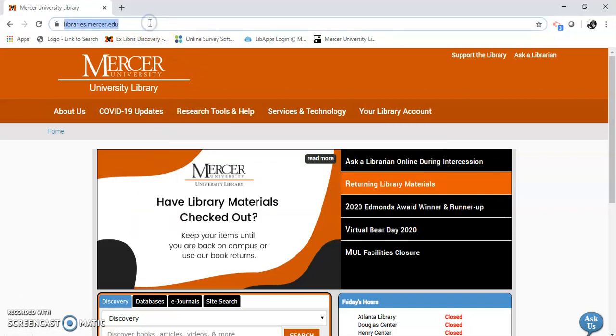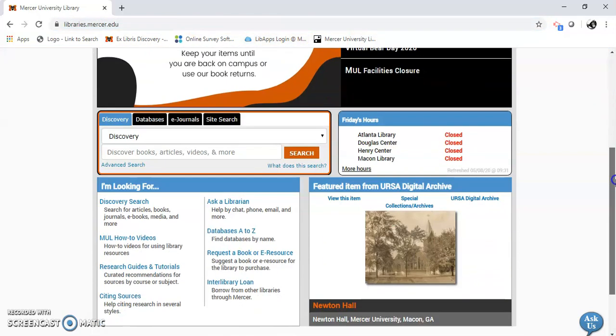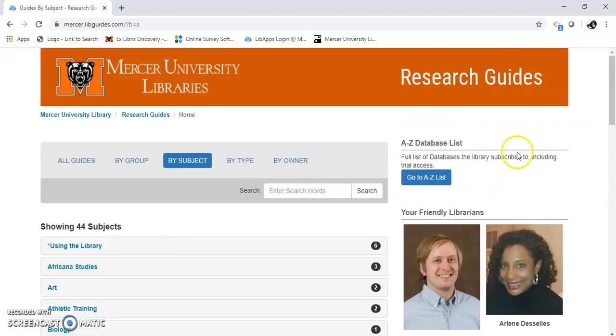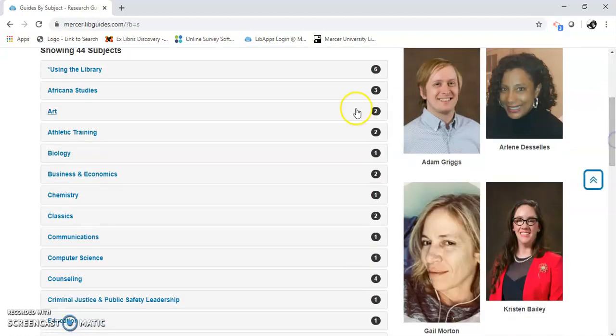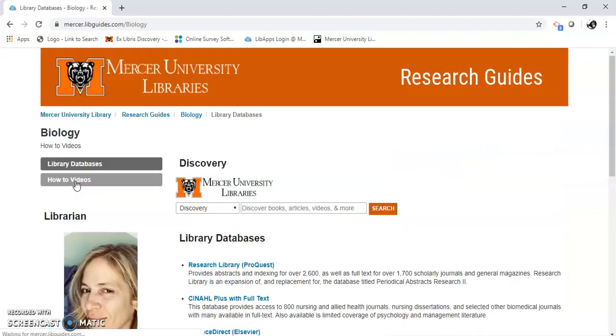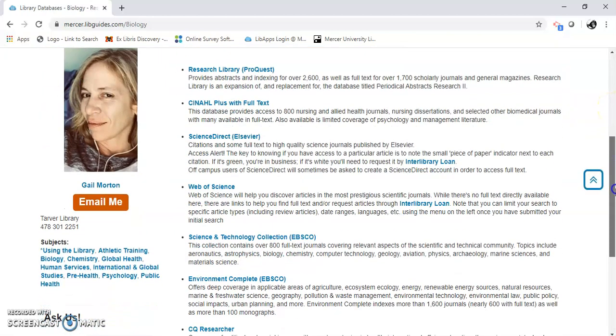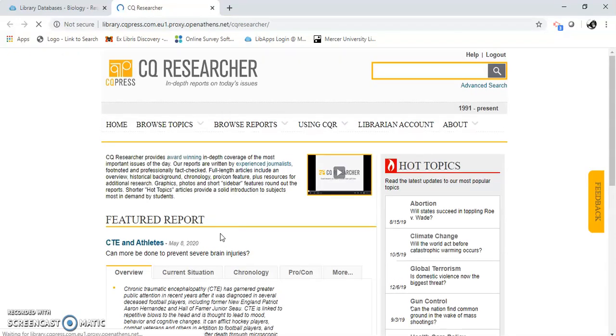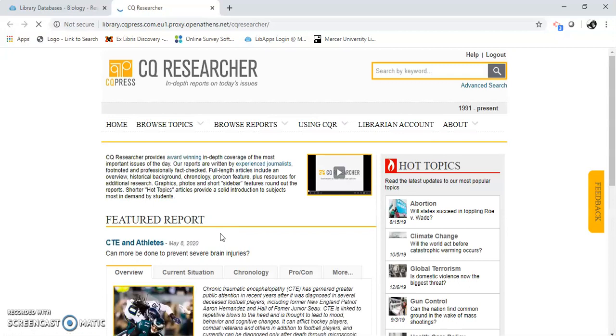I'm going to go to libraries.mercer.edu, and I'm going to scroll down till I see research guides and tutorials. I'm going to find biology in the subjects. Databases for bio, but CQ Researcher I think is at the bottom. Okay, so CQ Researcher, here it is.